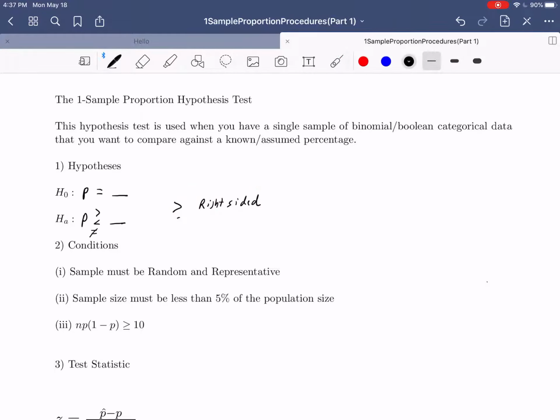If we decide to use a less than, we're going to call that a left-sided test. And we're going to stick with the exact same terminology. If we decide to use a not equals to, we will call that a 2-sided test. So when we were doing our quantitative analyses, it didn't really matter if things were right or left-sided, but we'll see that in this case it does matter a little bit. So instead of just calling things one-sided, we will be more specific now and call them right or left-sided. Of course, if it's not equals to, we'll still call it 2-sided.